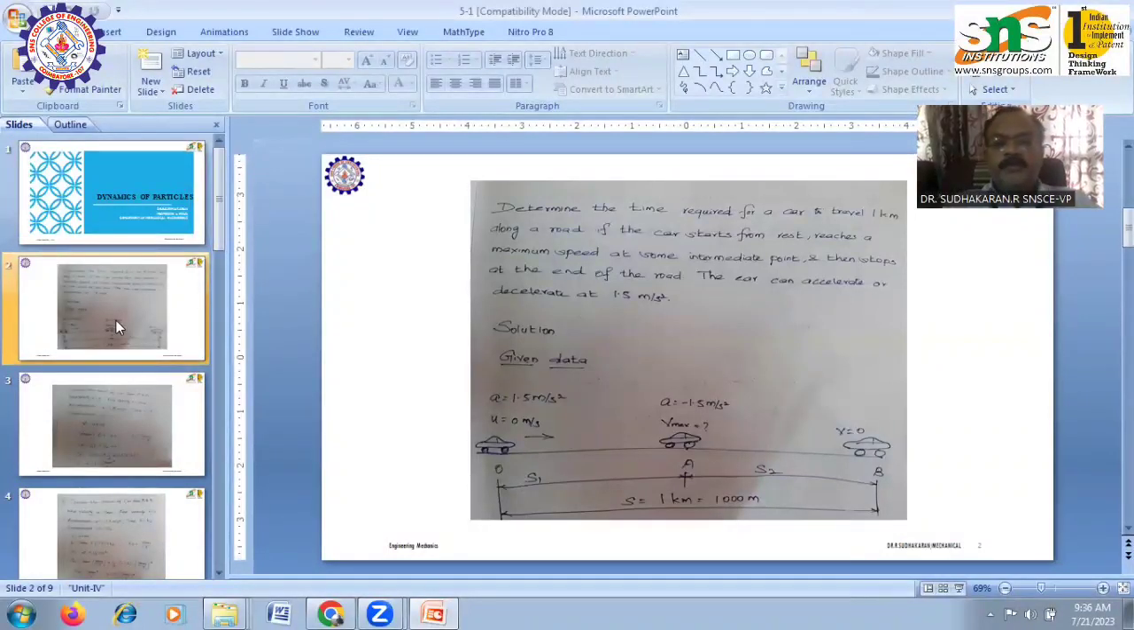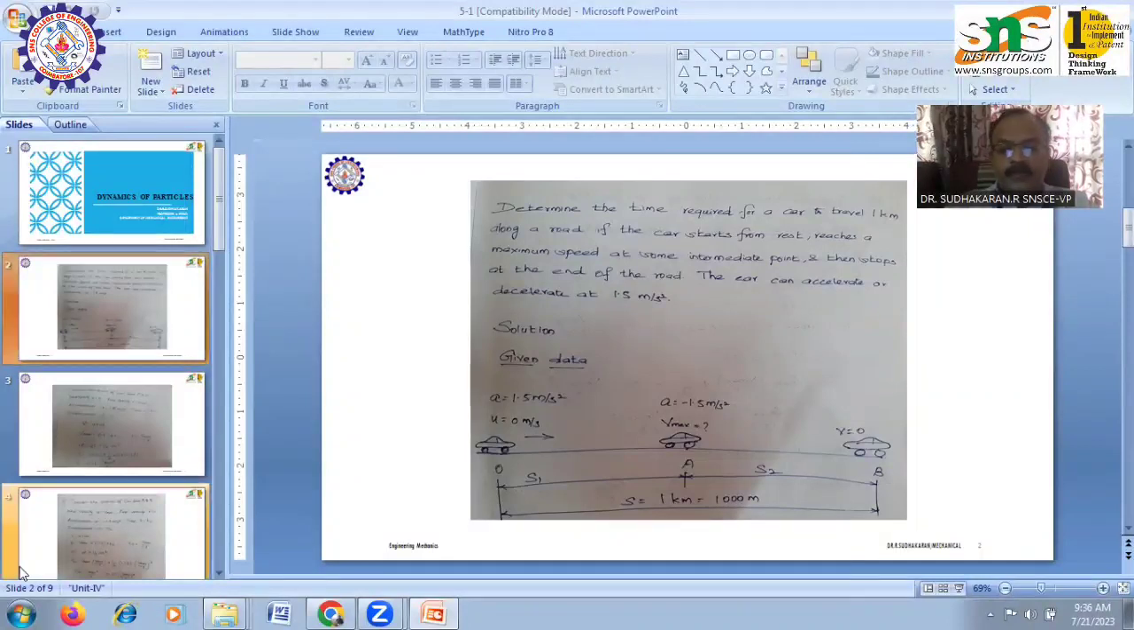So let me explain the problem. You have to determine the time required for a car to travel 1 kilometer along a road. The conditions given are that the car starts from rest and reaches a maximum speed at some intermediate point and then stops at the end of the road. The acceleration of the car before it starts to decelerate is given as 1.5 meter per second square.